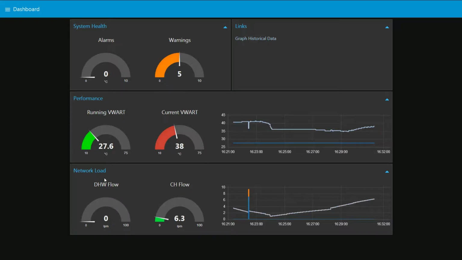We also have the load on the network. So this is in litres per minute. It is broken down into domestic hot water load and central heating load. And again, this is shown on a graph on the right. If we wanted to see, for example, the load on the network over the whole day, we can have a look at the historical data.